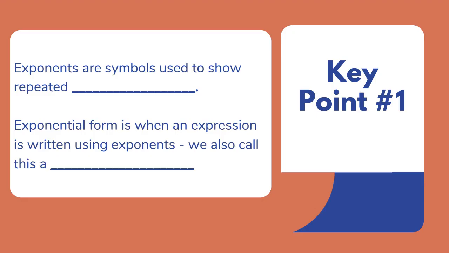So our first key point is exponents are symbols used to show repeated multiplication. So the operation that we will be doing when we are using an exponent is multiplying. Exponential form is when an expression is written using exponents. We also call something in exponential form a power. So when we see something written using exponents, we call that a power.